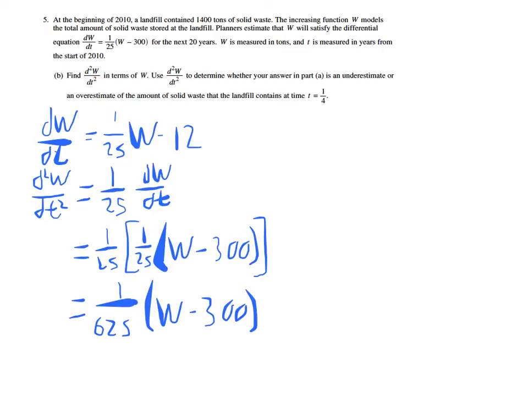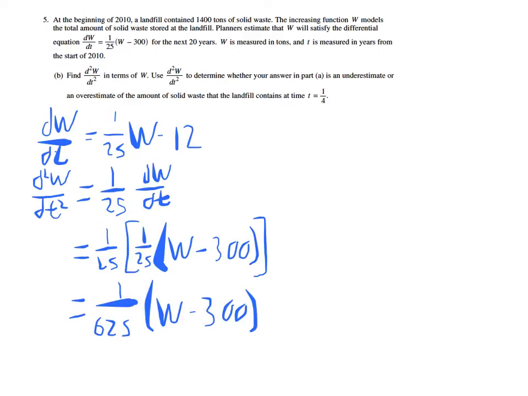Okay, so that's the first part. Find the second derivative. Now use the second derivative to determine whether your answer in part A was an underestimate or an overestimate of the amount of solid waste that the landfill contains at time t equals 1/4. In part A, we used the tangent line. And the way that you decide whether a tangent line gives you an underestimate or an overestimate is by looking at whether the function is concave up or concave down. Which, isn't that a happy coincidence? We just found the second derivative, which tells us whether the function is concave up or concave down.